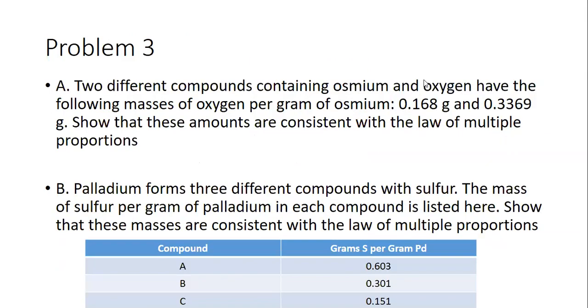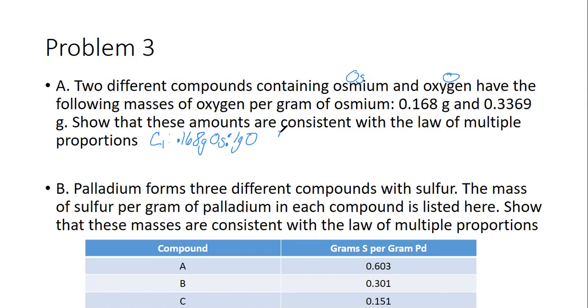All right. So I have two different compounds containing osmium. So osmium, that's a weird element. Osmium has the symbol of OS and oxygen. And they have the masses of oxygen per gram of osmium. So what we're saying, in compound 1, we have 0.168 grams of osmium for every 1 gram of oxygen.